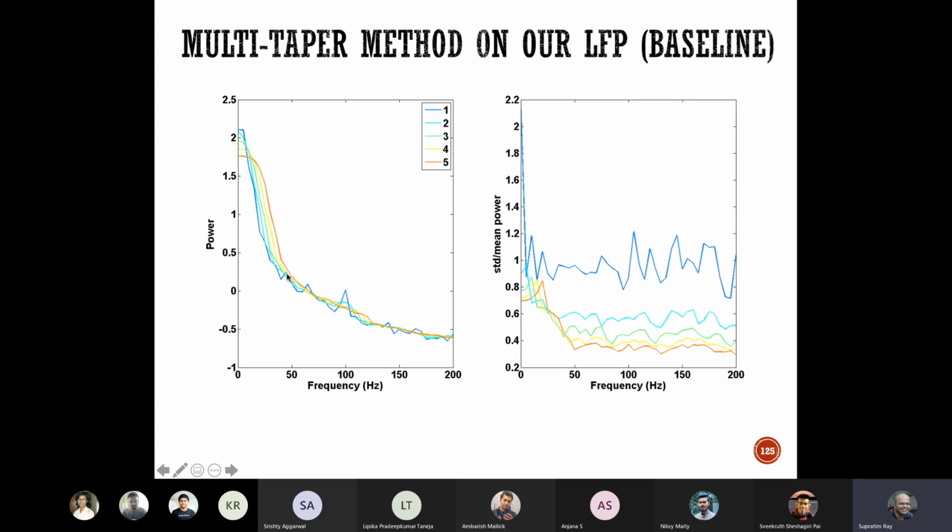It essentially is smoothing out my spectrum. So it's a smoothed version of the true power spectrum, but it's a more reliable power spectrum because it has much less standard deviation. This is the trade-off between the reliability and the resolution. Multi-taper allows me to do that in a principled and a very elegant way.